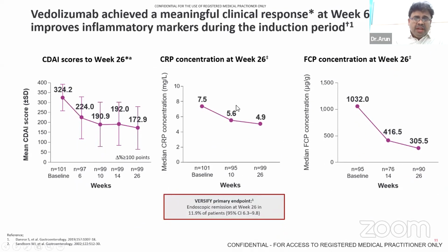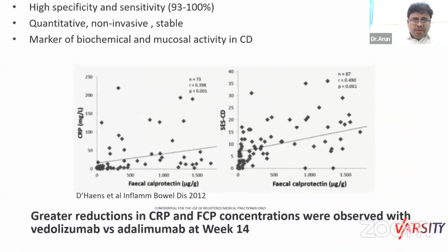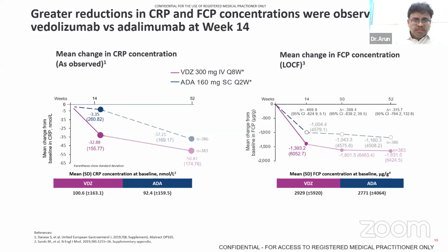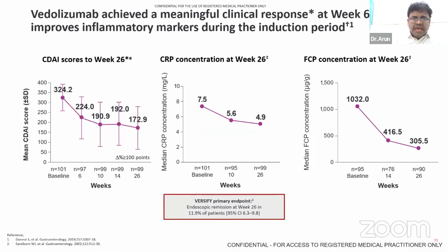Apart from that, vedolizumab will achieve a meaningful response at week 6, improving your inflammatory markers during the induction period. You will see the CDAI score at week 26, CRP concentration at week 26, and fecal calprotectin show a significant response, achieving a target CDAI score, with CRP coming down and fecal calprotectin levels going down over a period of time. That is what is considered a meaningful, significant clinical response at week 6, mentioned in this paper and proven in various trials.